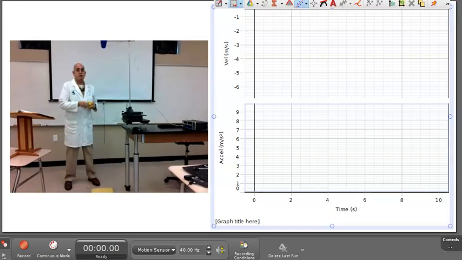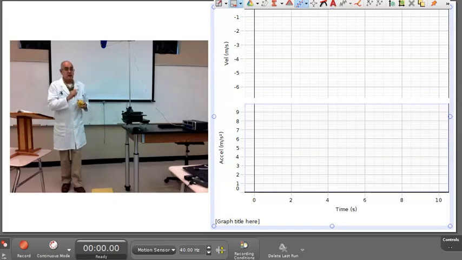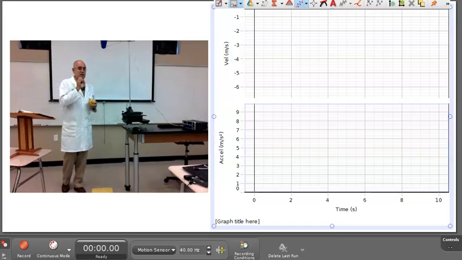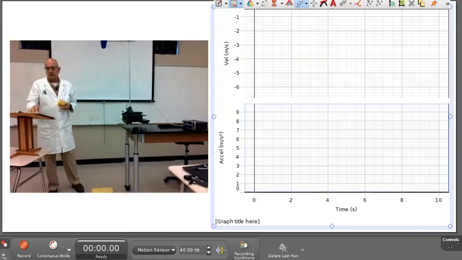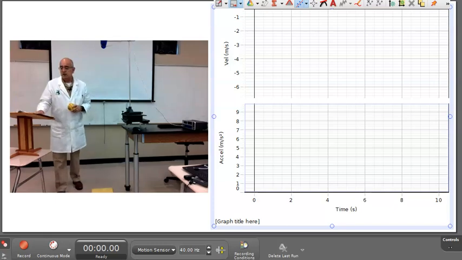Let us go ahead and define up to be positive. So at the very least, as the ball is going downward, it has a negative acceleration. It has a negative velocity. Moving in this direction is a negative velocity. So now let's go ahead and quantify it. Let's actually do the experiments.